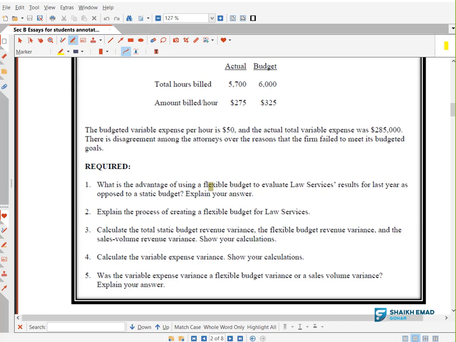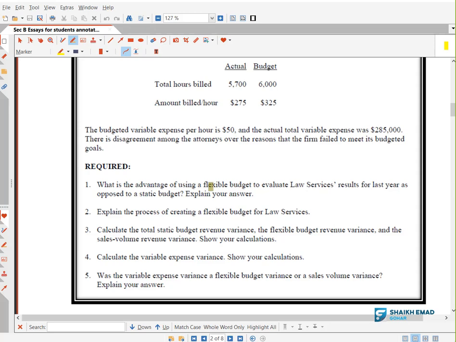We know very well that when you compare the static budget with the actual results, it is called static budget variance. When you compare the flexible budget with the actual results, it is called flexible budget variance, which is also called price variance. And if you take the difference between the static budget variance and the flexible budget variance, you will get the volume variance. So in short, static budget variance is equal to flexible budget variance plus volume variance.